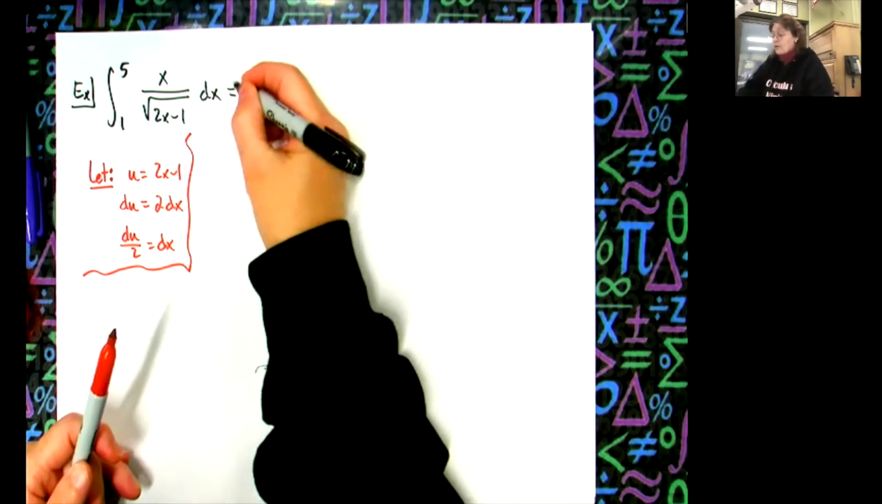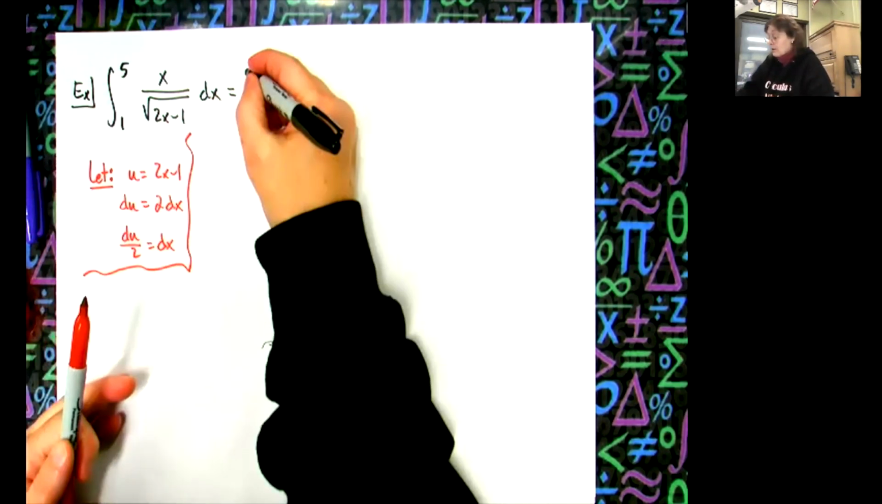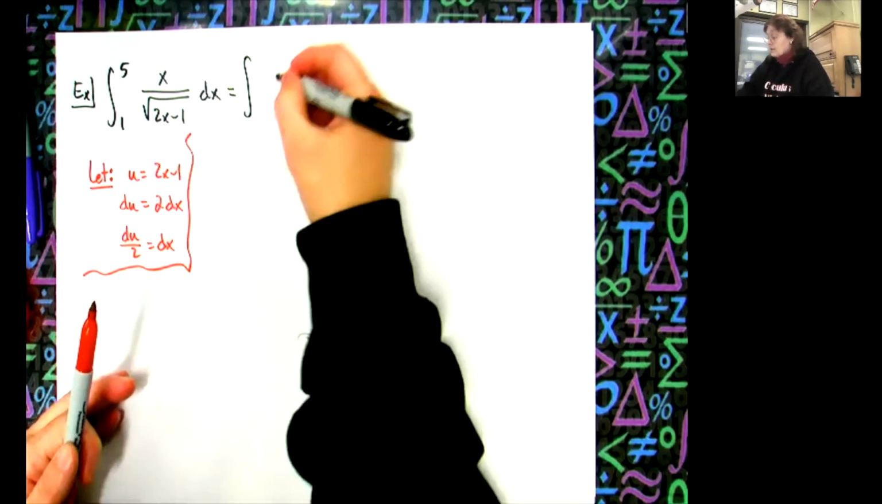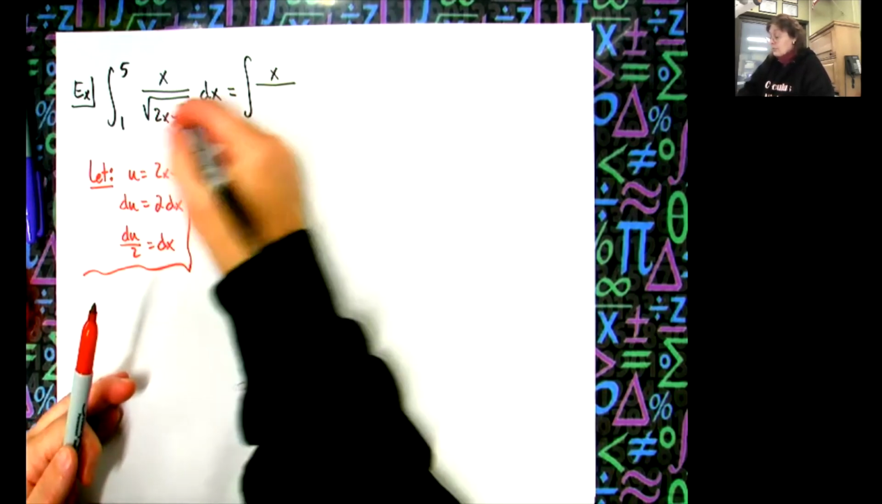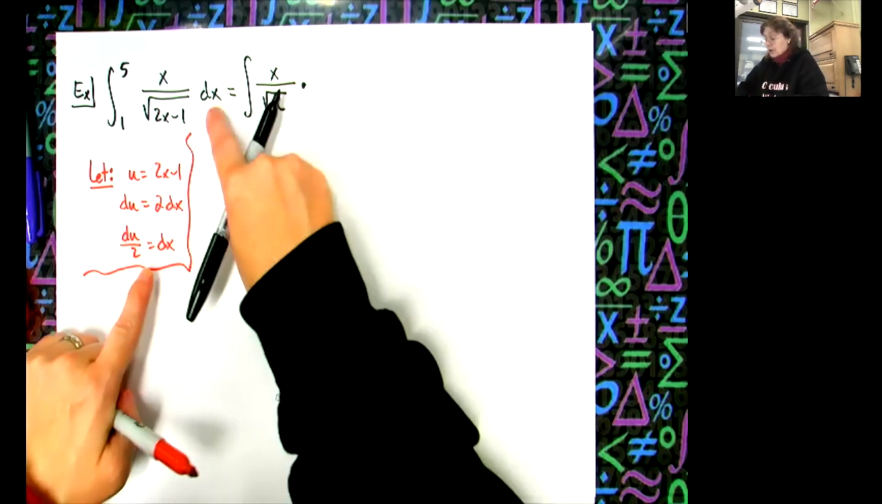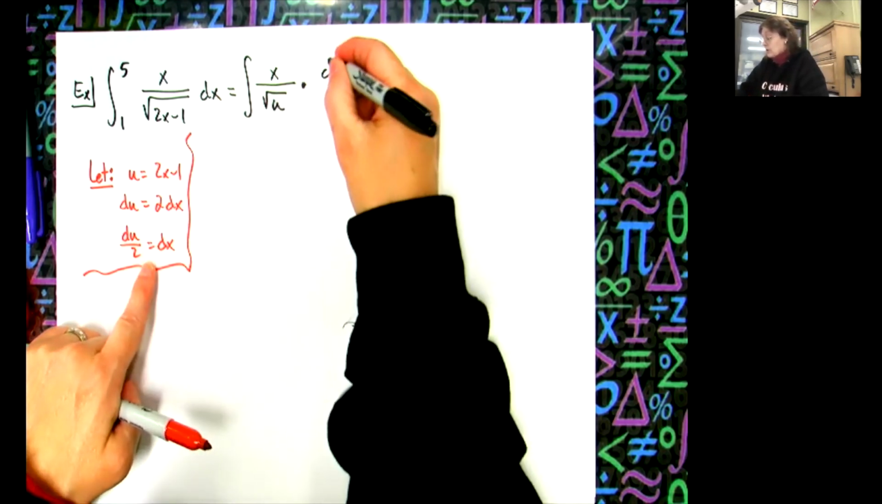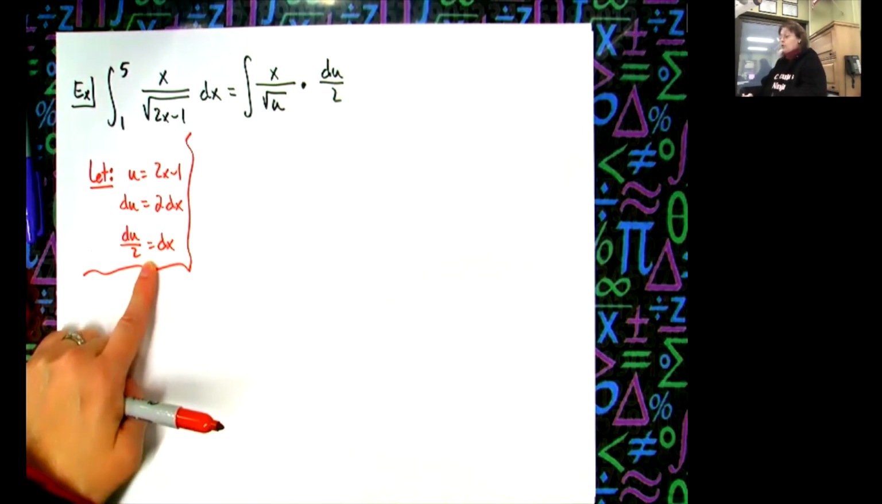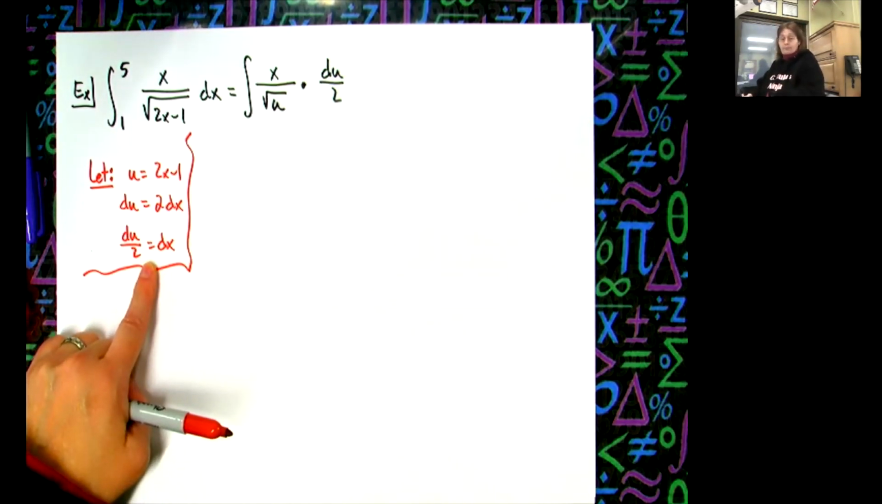I'm going to get rid of the limits of integration for x. Don't want them there. So, plain integral. That x has to stay on top. This will be the square root of u. Replace dx with what it equals, du over 2. Do we see the problem?